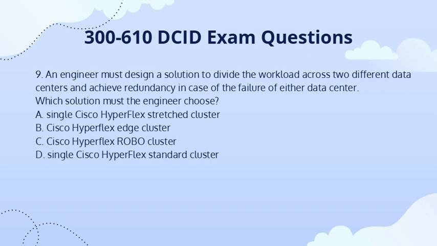9. An engineer must design a solution to divide the workload across two different data centers and achieve redundancy in case of the failure of either data center. Which solution must the engineer choose? A. Single Cisco HyperFlex Stretched Cluster. B. Cisco HyperFlex Edge Cluster. C. Cisco HyperFlex ROBO Cluster. D. Single Cisco HyperFlex Standard Cluster.